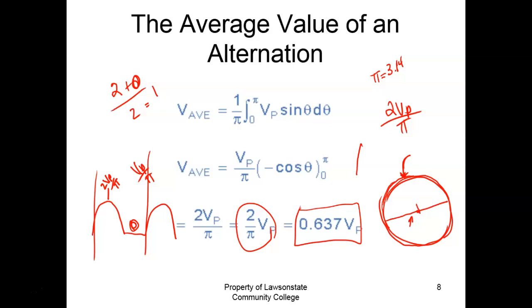So what that means is this 2 turns into a what? It turns into a 1, right? And it turns into V peak over pi. So the average DC for a half-wave rectifier is V peak over pi. And that thing calculates out perfect if we was to use pi all the way out.